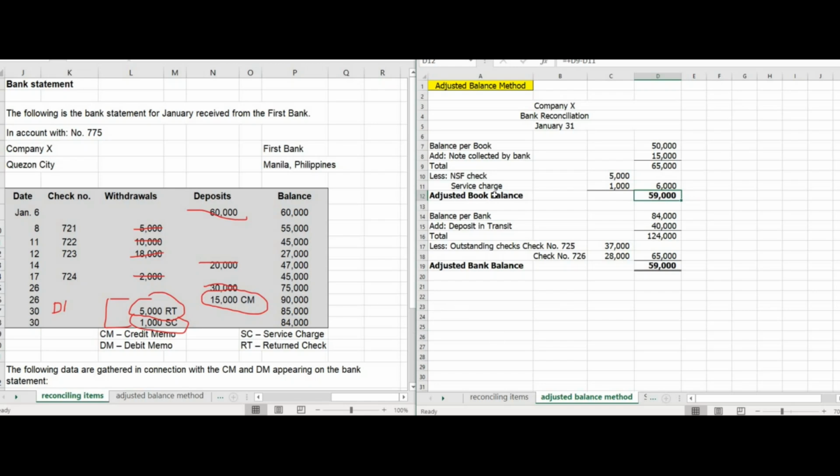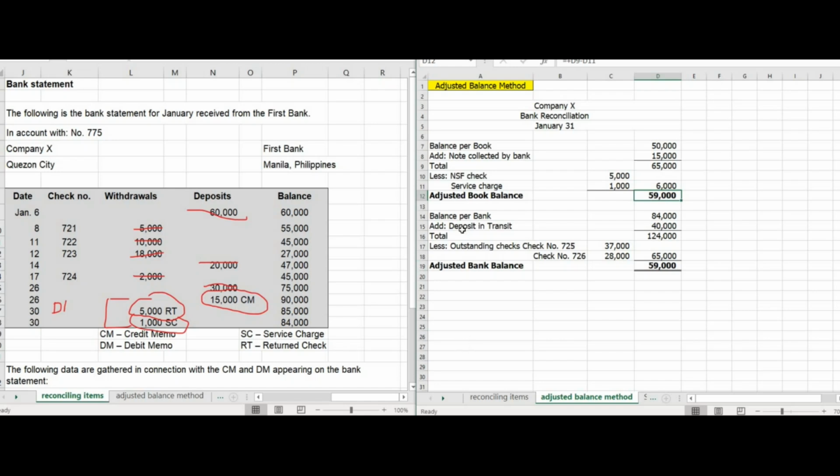So, that's it, no? Your adjusted balance method. Just to complete this, after you have your bank reconciliation, they are balanced. So the next thing that you have to do is to prepare your adjusting entries. Just take note, class, that only book reconciling items will need adjusting entries.